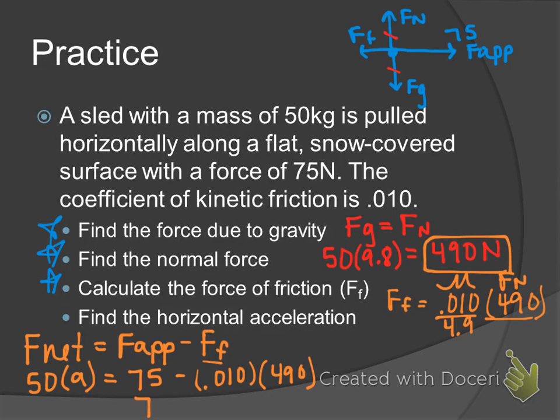Okay, so that gives us 75 minus 4.9. I think I did that math right. Okay, which should give us 50 times A equals what? 70.1. And then how do we get A by itself? Divide 50 over. A lot of you will try to subtract that. Divide 50 over. We should get a little over 1. 1.2, 1.3, we're at 1.4. And what would our units be here? Good, because it's an acceleration. Perfect.